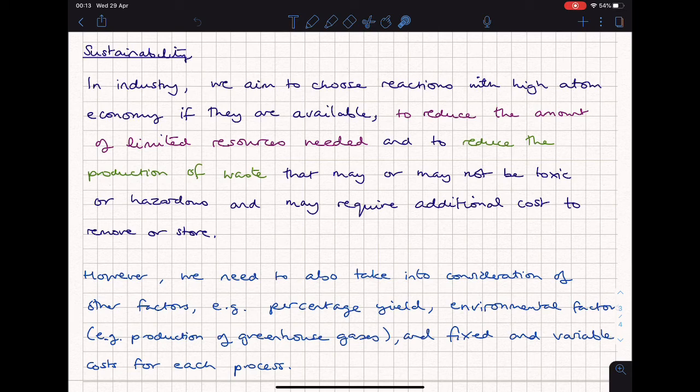Higher atom economy will also mean that less of the reactant mass will be converted to waste, so we will reduce the production of waste, and whether this waste is toxic or not, we still need to somehow get rid of it or store it. So there'll be a cost involved in transporting that waste to a disposal site or to a storage site.